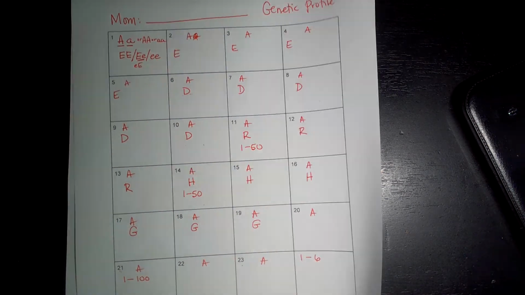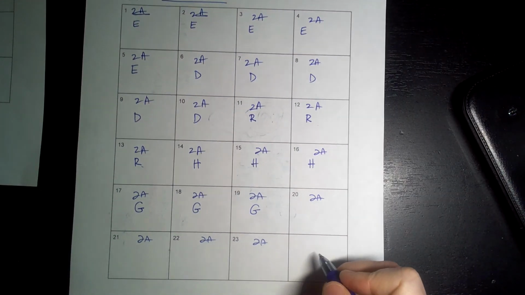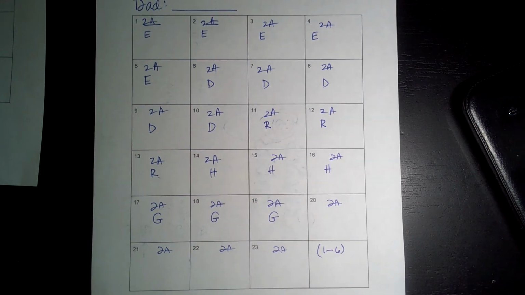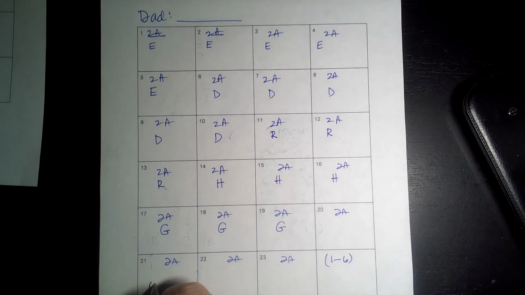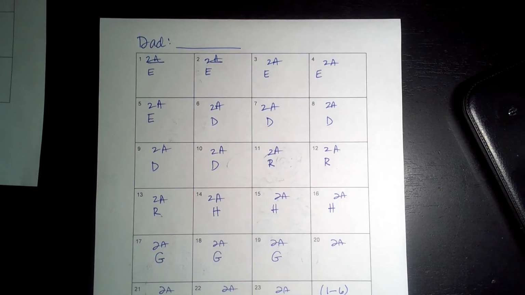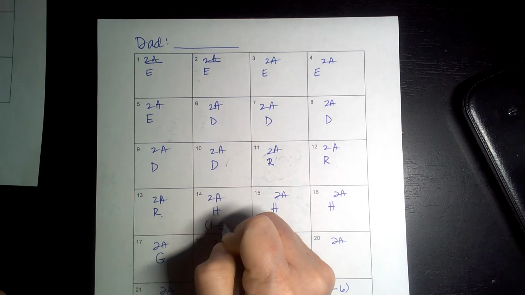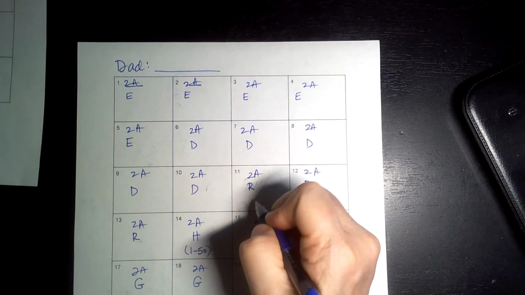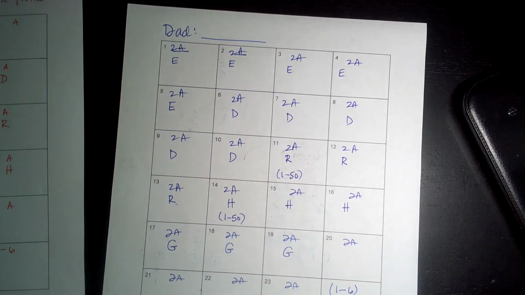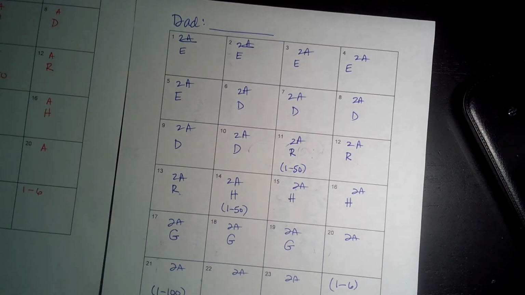We're going to do the same thing on Dad's sheet. Here, last box, anything between 1 and 6. Box 21, 1 through 100, no repeats, and don't use the same number Mom has. Box 14, 1 through 50, and box 11, 1 through 50. So that's 4 numbers here, and 4 numbers on Mom's sheet. Make sure you don't use any of the numbers that you already used.